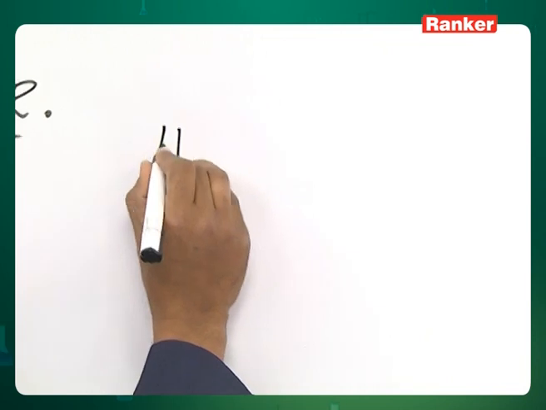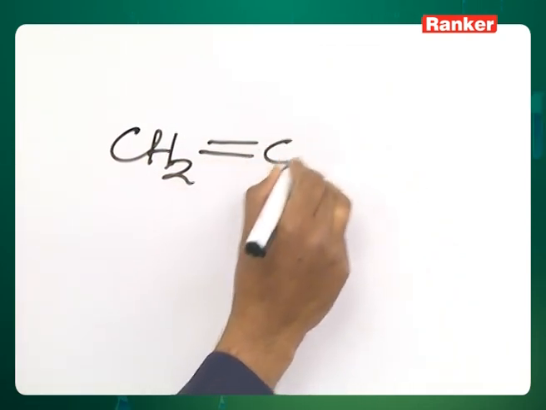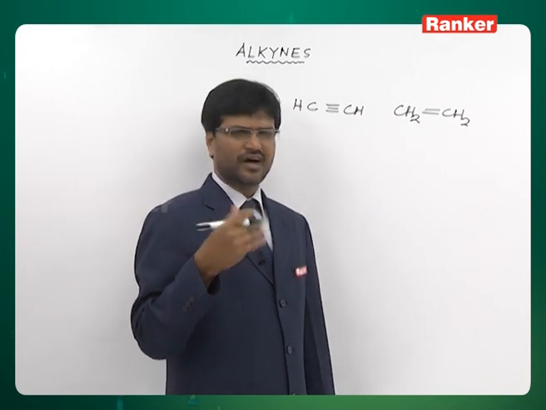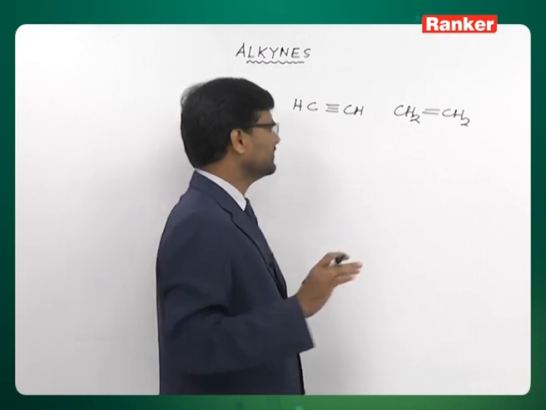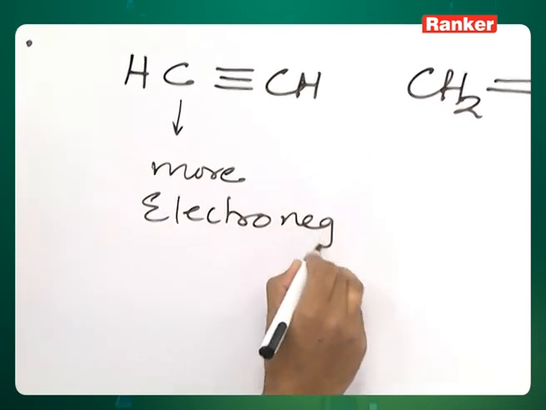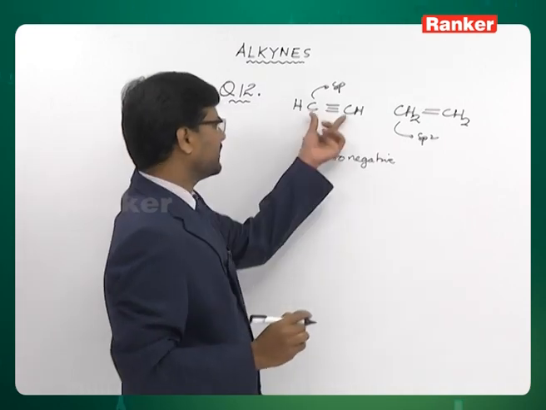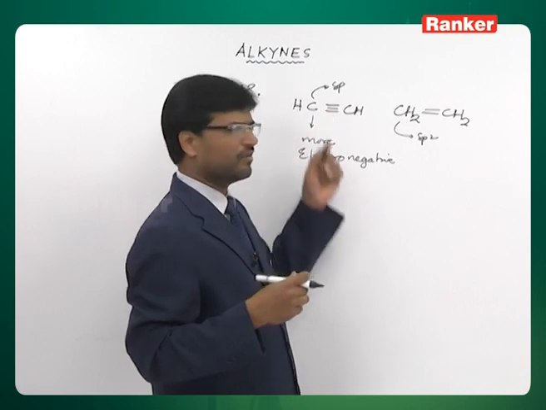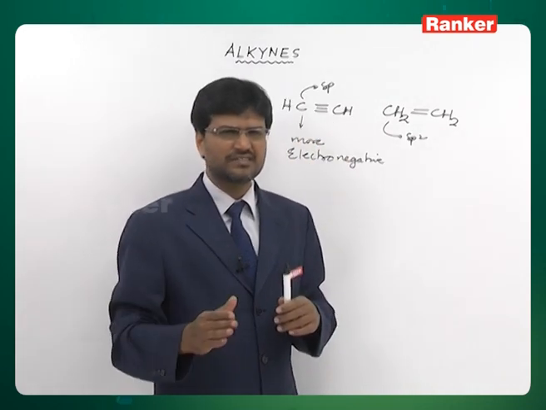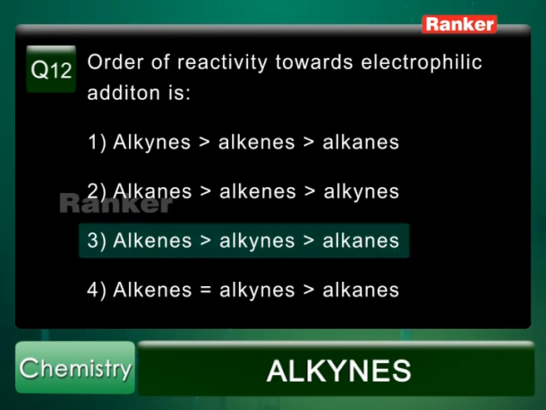Look at this. Let us compare the two cases of alkene and alkyne. Alkanes are ruled out because they do not have unsaturation, so they cannot undergo addition reaction. The comparison should be made between alkyne and alkene. This is an sp2 carbon, this is an sp carbon. sp carbons are more electronegative than sp2 carbons. Being more electronegative, they attract the electron cloud due to pi bonds more strongly, and they decrease the nucleophilicity of the triple bond, and that is the reason why alkynes are less reactive than alkenes. So the correct answer is the third option, alkenes are greater than alkynes.